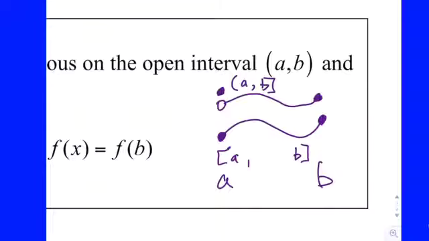So we can define things. We don't have to say it's either closed or open. We can define it as half open, half closed.